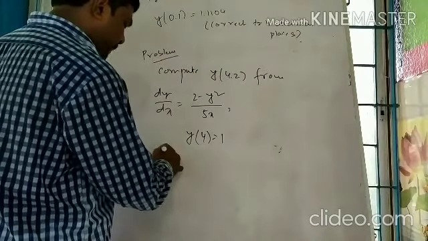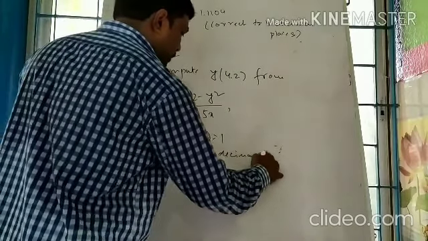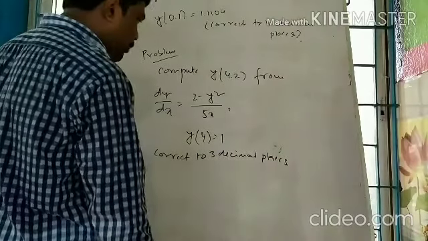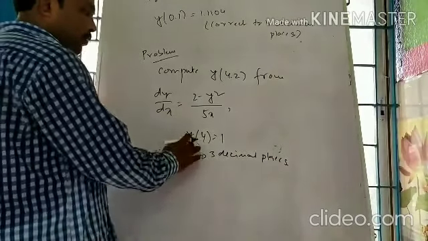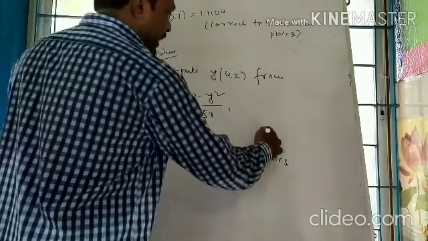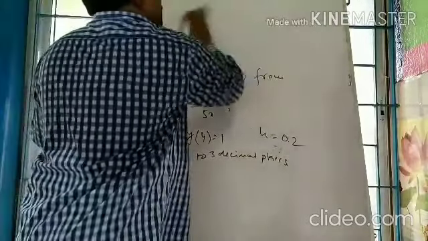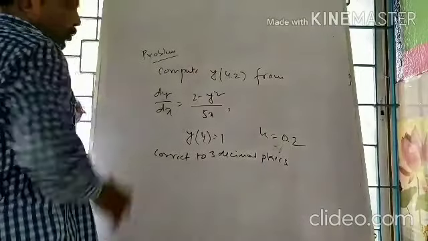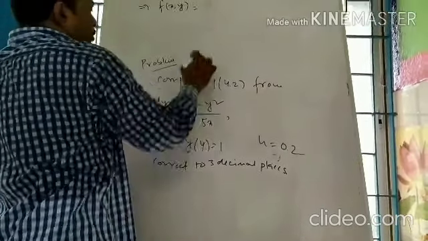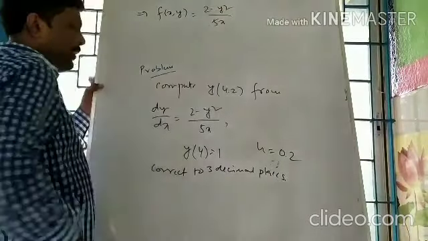Correct to 3 decimal places. So compute y 4.2 from this differential equation dy dx equals 2 minus y square by 5x, y bracket 4 equals 1, correct up to 3 decimal places. Okay? H is given. H equals 0.2. So for this problem, f of x comma y is 2 minus y square by 5x. This is f of x comma y.